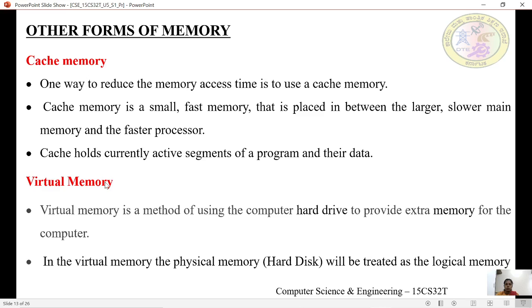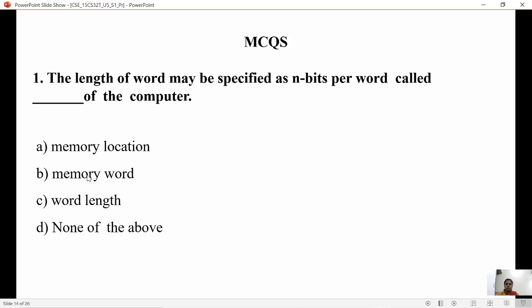So these two are the important forms of memory. To increase the size and to increase the operation speed, we are going to use these two memories. So next, we'll discuss some of the important multiple choice questions on these topics.